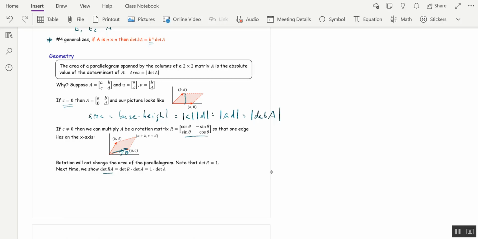So that's an interesting result, and it actually generalizes, and we'll talk about that more later. Okay, and that is the end of this section.